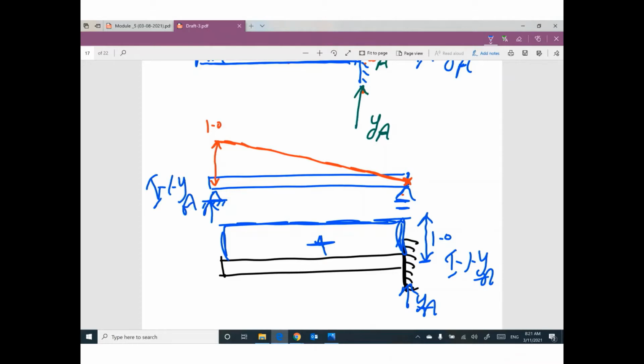Huge difference between this one and this one, because this beam is supported by 2 supports. I have to move one up and I have to keep the other one. But this beam is supported by only one support. If you move it up, the whole beam will move up.